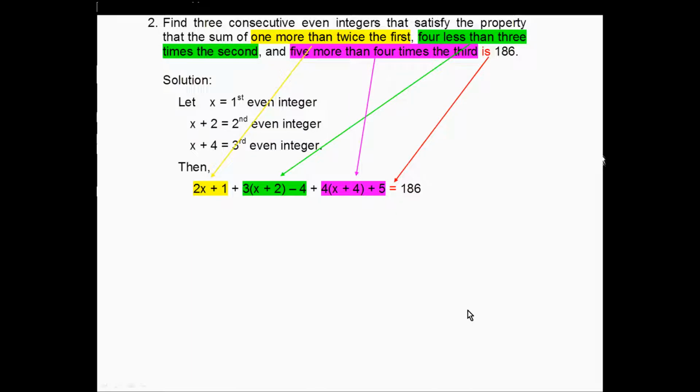Okay, now again, when we solve this one, because the problem said to find consecutive even integers, we better get an even integer as an answer. If we get an odd integer, that means the original problem had no solution, or if we don't get an integer at all, then that says the original problem had no solution.